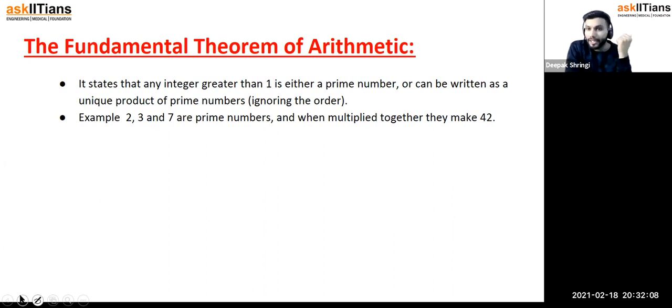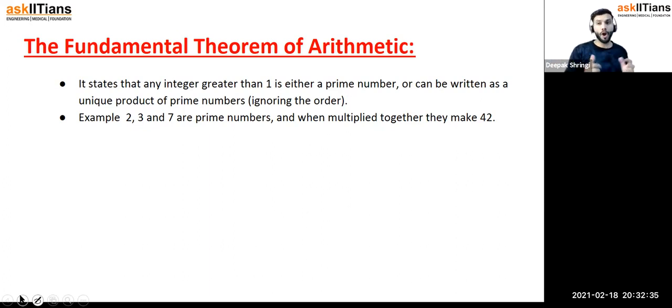We already know this. Just close your eyes and think about it. If a number is more than 1, what could it be? It could be either a prime number or a composite number. If it is a composite number, it can be written as the product of prime numbers. For example, 8 is a composite number. It can be written as 2 into 2 into 2, the product of primes.